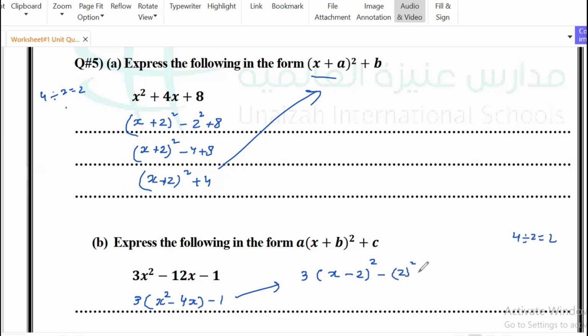We have minus 1 already there, and remember that this 3 is multiplying with the whole term inside except minus 1. And then the next step is (x minus 2) whole squared, and multiply this 3 with 2 power 2, which gives us 4. 4 multiplied by 3 is 12, minus 1, so we can say that it is 3(x minus 2) whole squared minus 13. So this is our last form of this question. I hope it is clear.